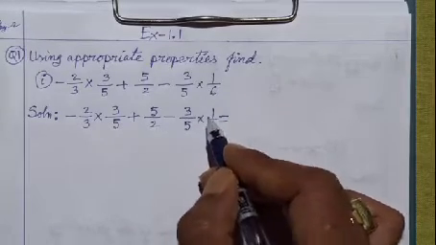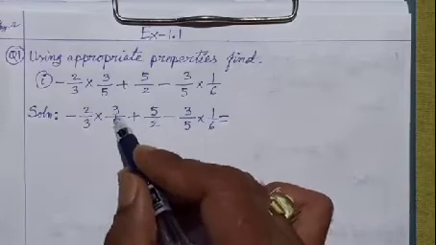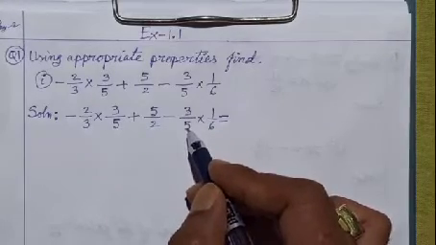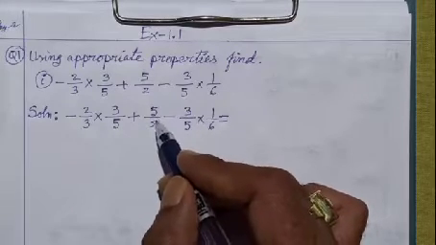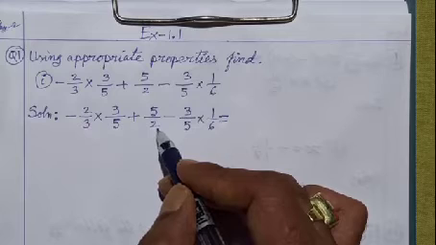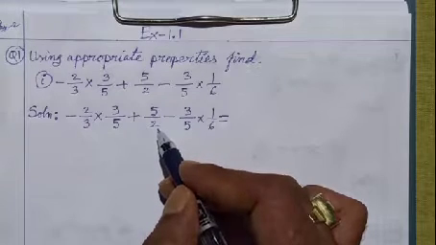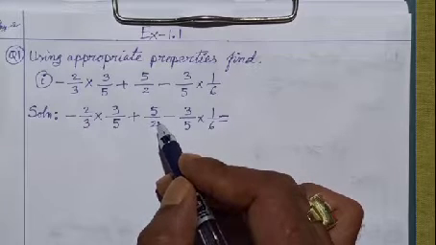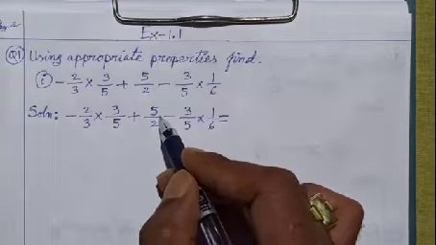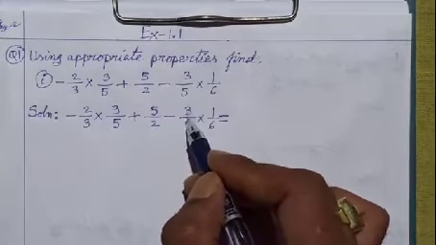When we observe this question, we see that 3 by 5 and 3 by 5 are equal. But in between these two, there is a rational number 5 by 2. So first, we have to apply commutativity of rational numbers. Then we can interchange the order of addition of 5 by 2 and minus 3 by 5 into 1 by 6.